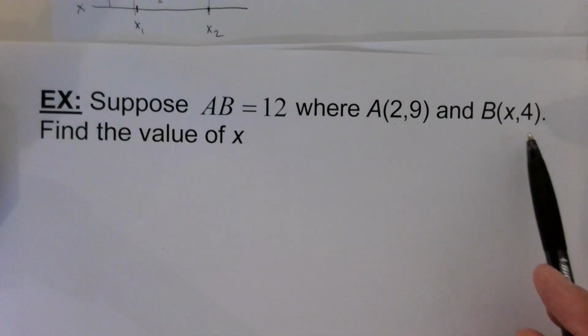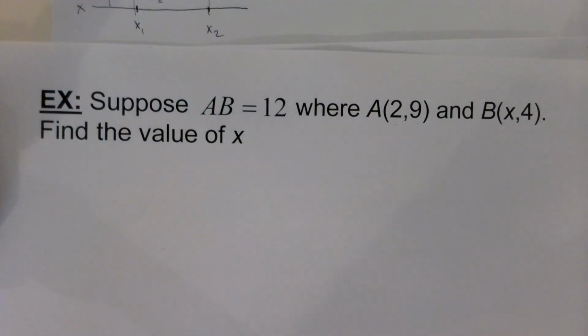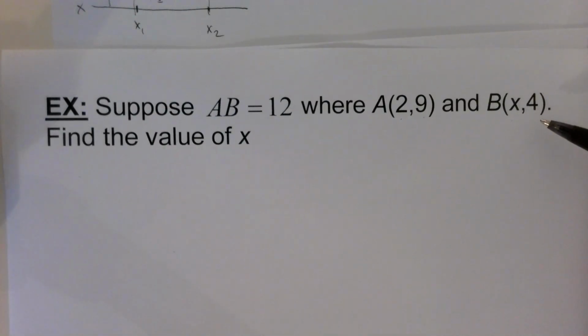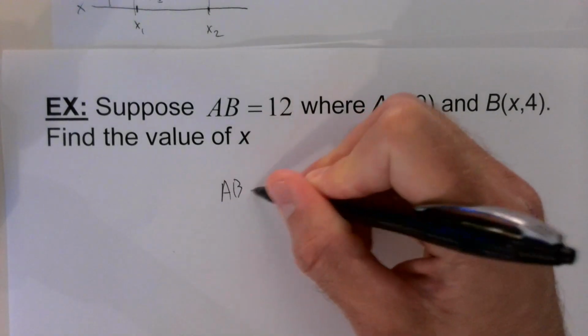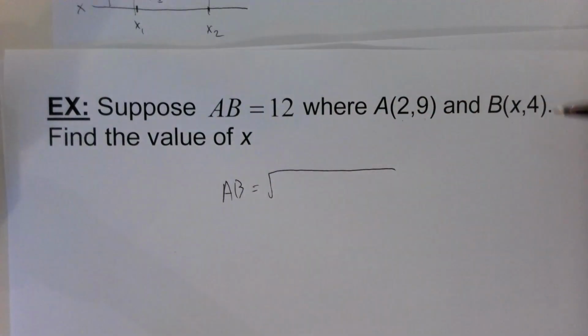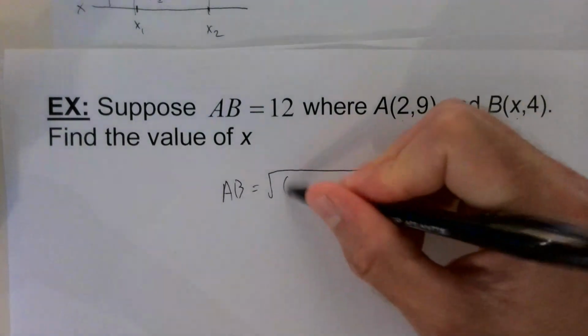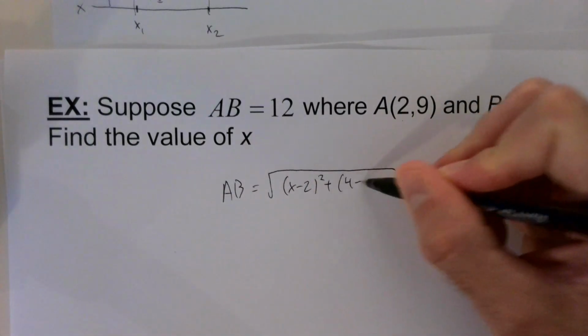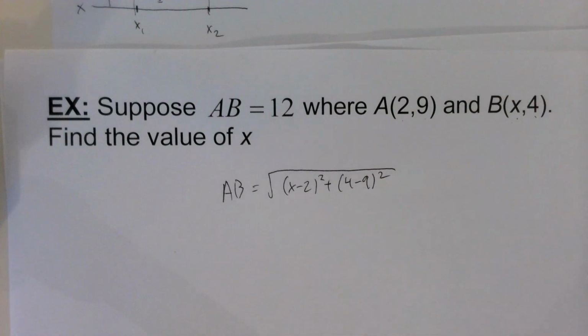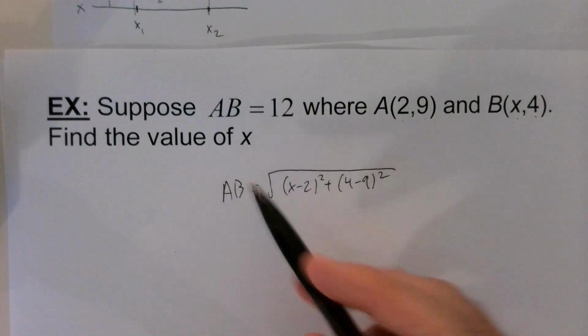So you could draw yourself a picture, draw the x-axis, the y-axis, and kind of put the point (2, 9). The trick there is you don't really know where to put this one because you don't know which x value you're supposed to use. But we're going to use that distance formula. The distance AB equals the difference of x's squared plus the difference of y's squared. Also, I know AB is 12, so I'm going to go ahead and plug that in.